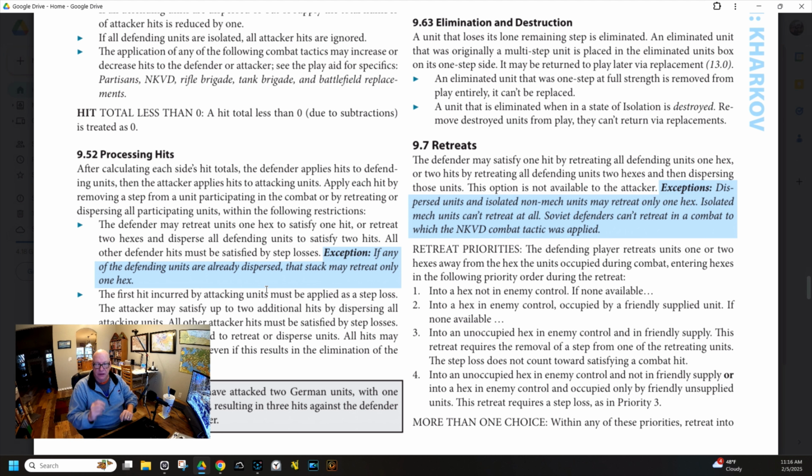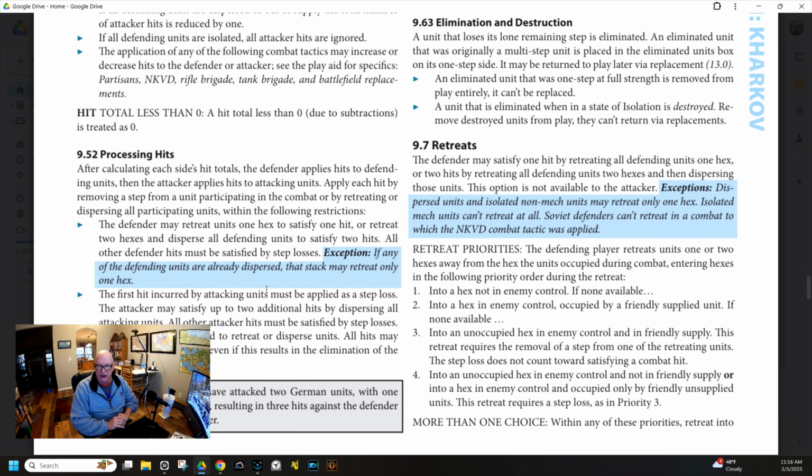Retreats. The defender may satisfy 1 hit by retreating all defending units 1 hex or 2 hexes, or 2 hits by retreating defending units 2 hexes, then dispersing those units. The option is not available to the attacker. So the key here is, remember, you have to retreat all the units, not 1 unit. You have to retreat all the units.